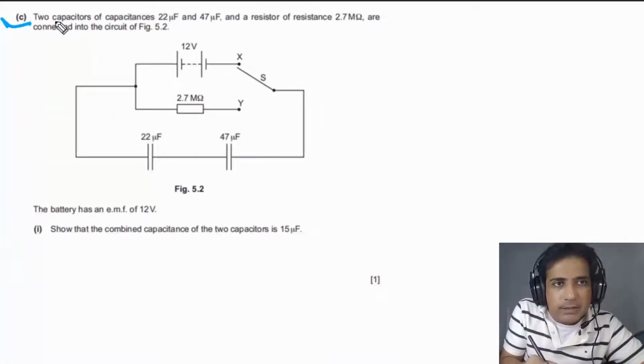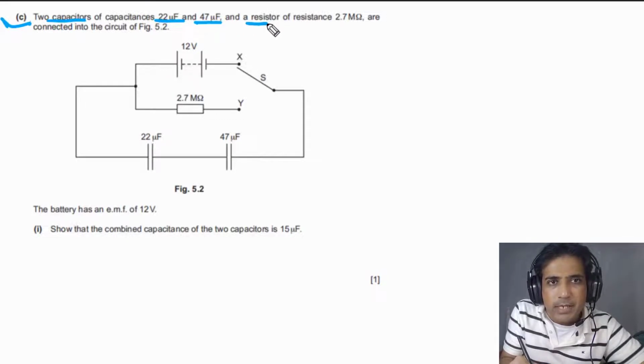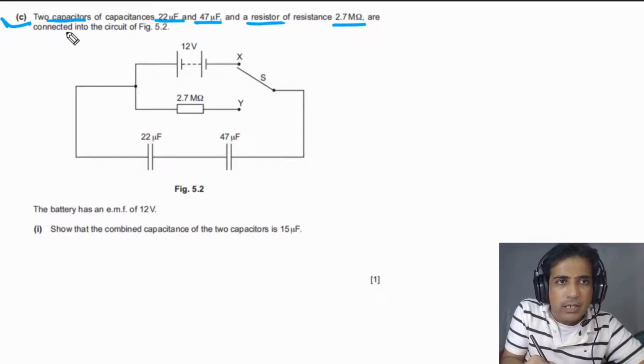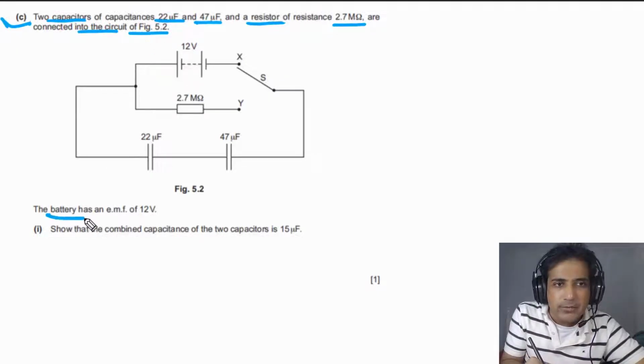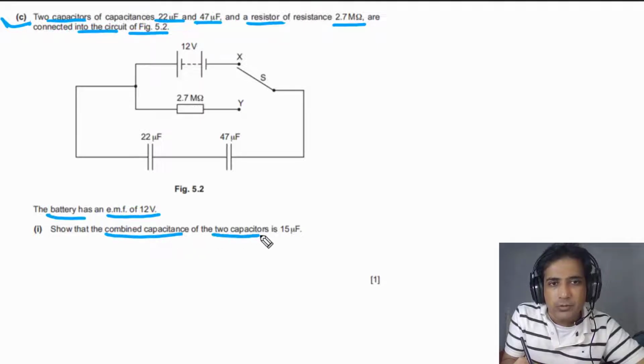For part C, it is given to us two capacitors of capacitance 22 microfarads and 47 microfarads, and a resistor of resistance 2.7 mega ohms are connected into the circuit as shown in figure 5.2. It is also given to us the battery has an EMF of 12 volts. For part C1, we need to show that the combined capacitance of the two capacitors is 15 microfarads.